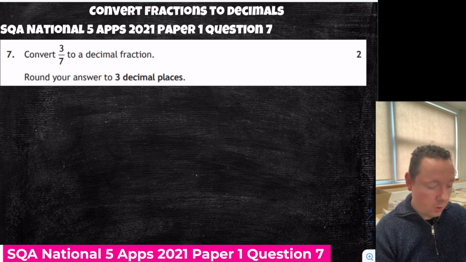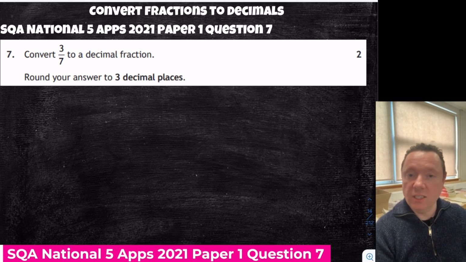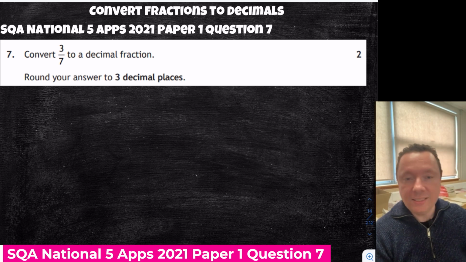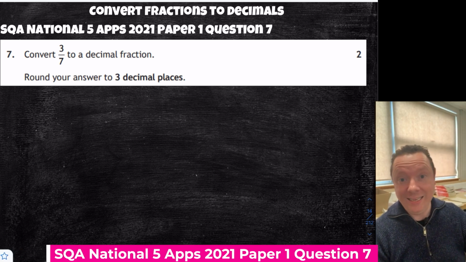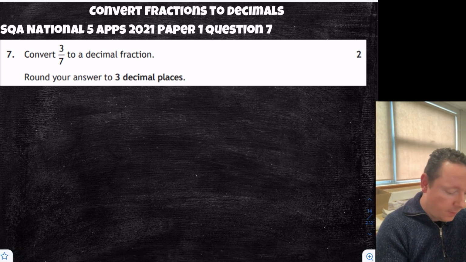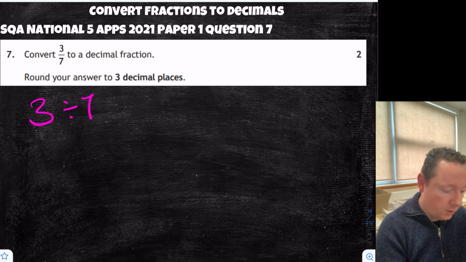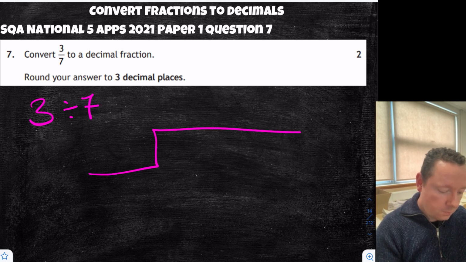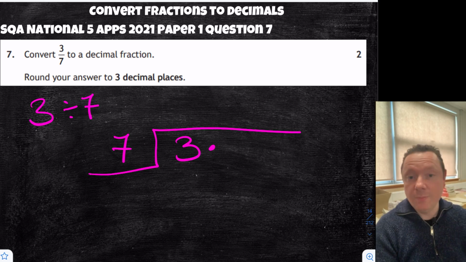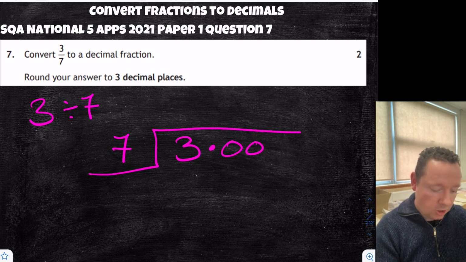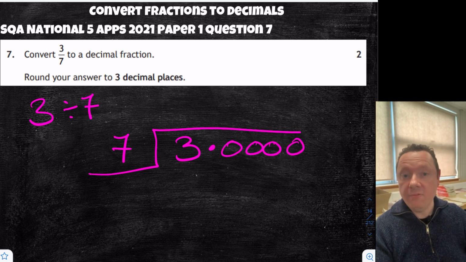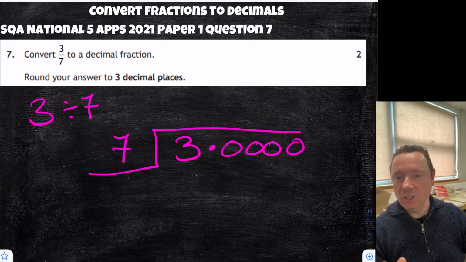SQA National 5 Apps 2021 Paper 1 Question 7, converting fractions to decimals. Convert 3 sevenths to a decimal fraction, give your answer to 3 decimal places. 3 divided by 7 is what we need to do if you're going to convert a fraction to a decimal. So setting that up, I've got 3 to be divided by 7. I know I'm going to need some decimals, so I put a point and just put a bunch of zeros. I've put 4. Why 4? Because I'm rounding to 3, so I need an extra 1.